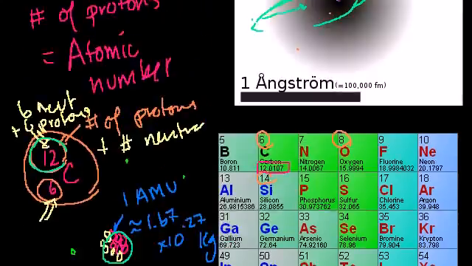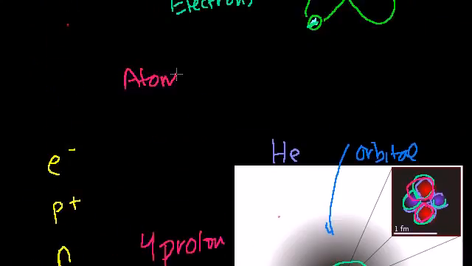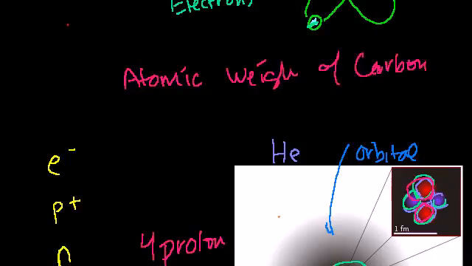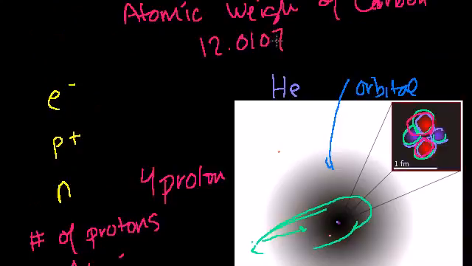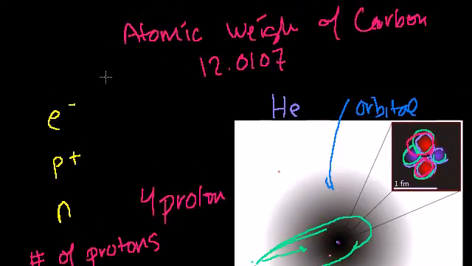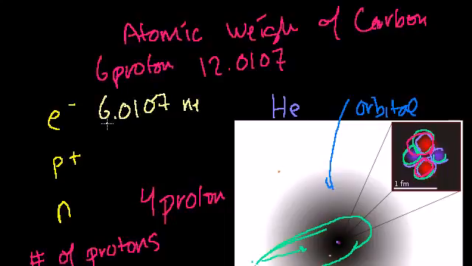So let me write this right down. Atomic weight of carbon. And the atomic weight of carbon is 12.0107. Now, what does that mean? Does that mean that carbon has 6 protons, and then the remaining 6.0107 neutrons, that it has this fraction of a neutron? No, it means if you were to average all of the different versions of carbon you find on the planet, and you were to average the number of neutrons based on the quantity of the different types of carbon, this is the average you would get.